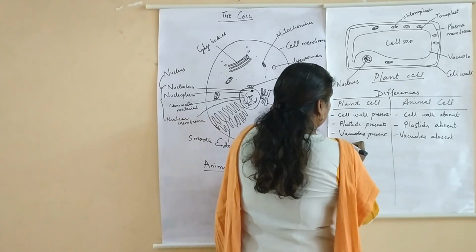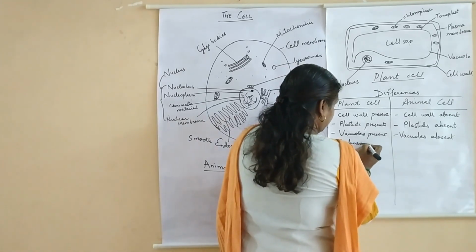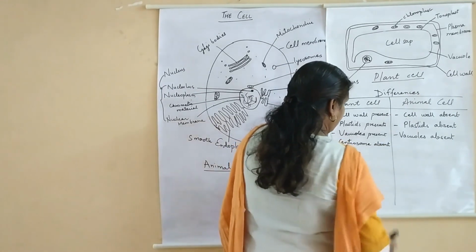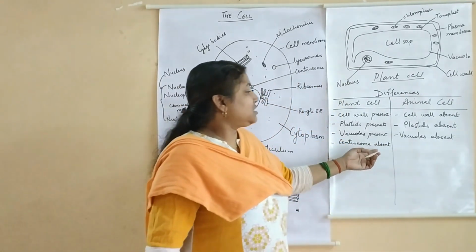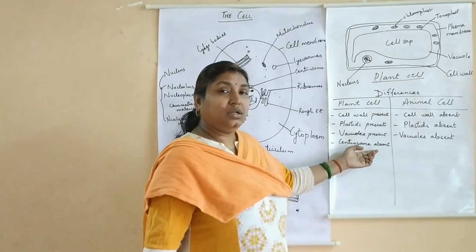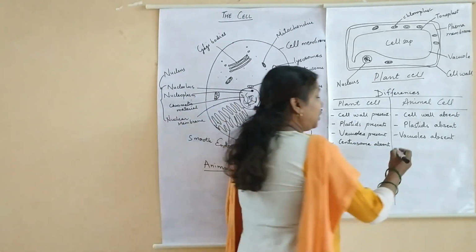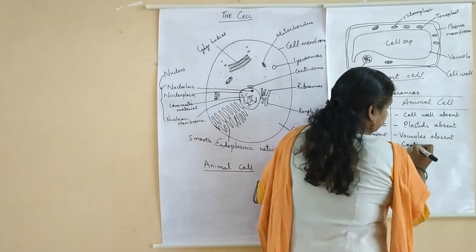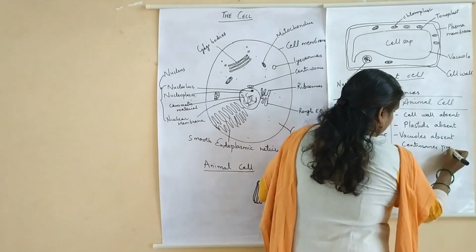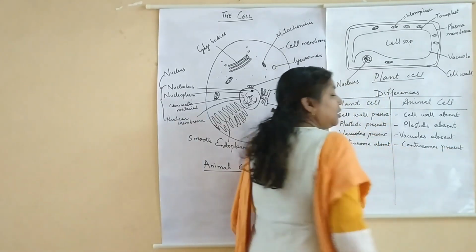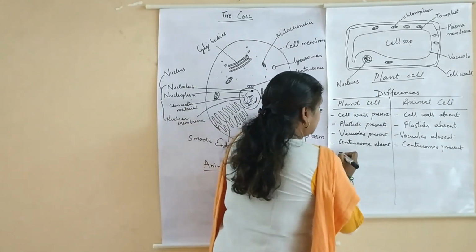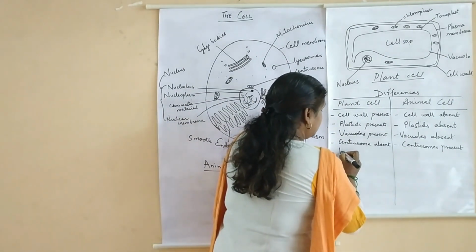Then coming to centrosome. In plant cell, centrosomes are absent, whereas in animal cell, centrosomes are present.